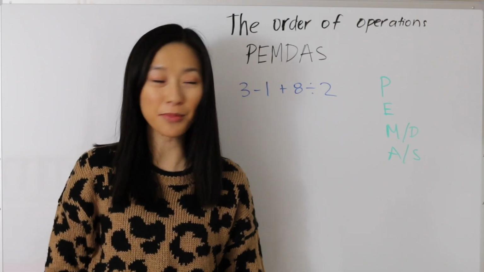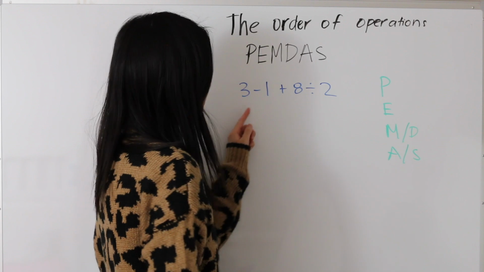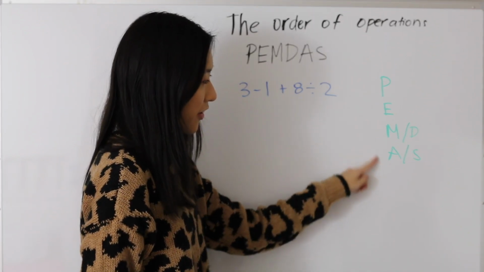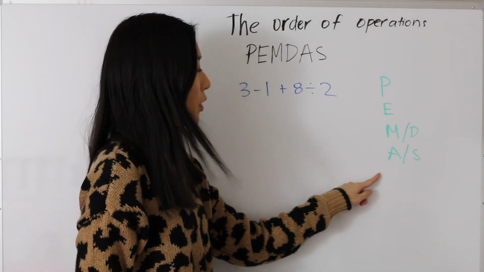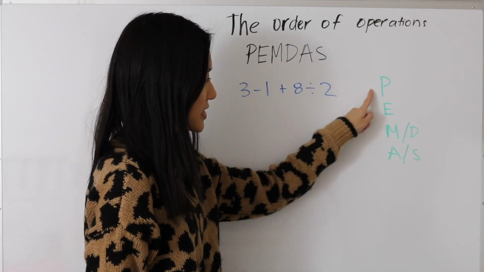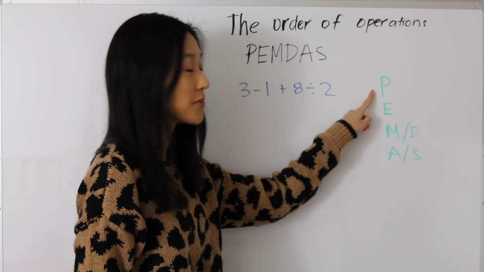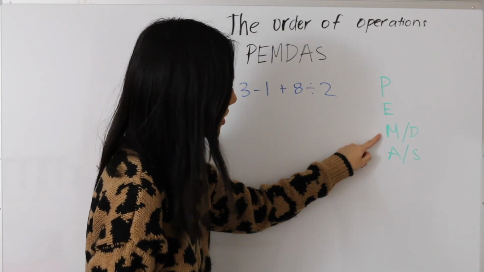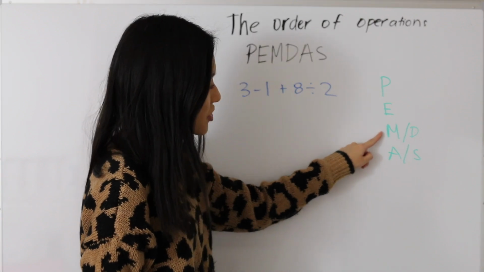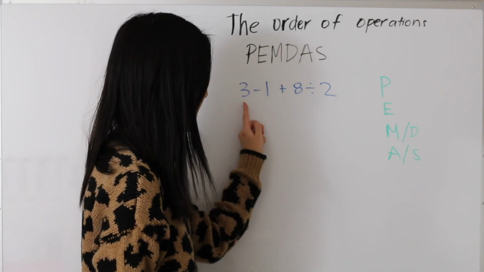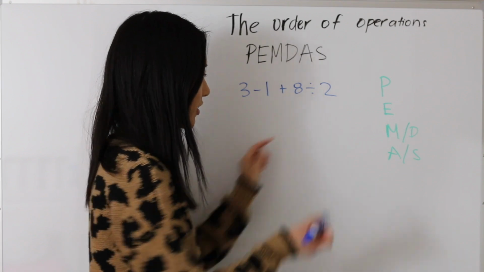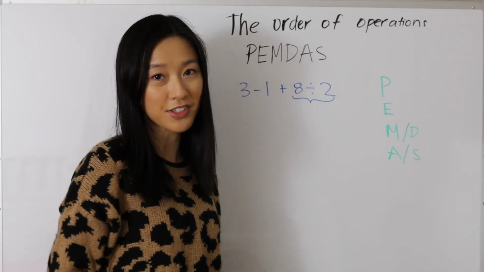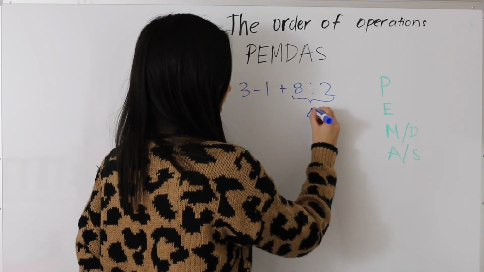So let's take a look at an example. We have here 3 minus 1 plus 8 divided by 2. Let's take a look at our PEMDAS and see what we'll evaluate first. Do we have any parentheses? No, we don't. So let's move on to the next one. Do we have any exponents? Nope, we don't have that either. And then we have the multiplication or division. We have division here, so we'll evaluate this first, and 8 divided by 2 is 4. So let's write a 4 right here.